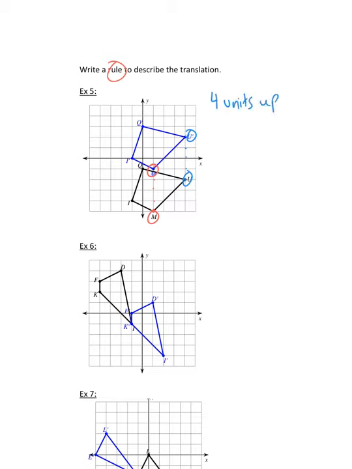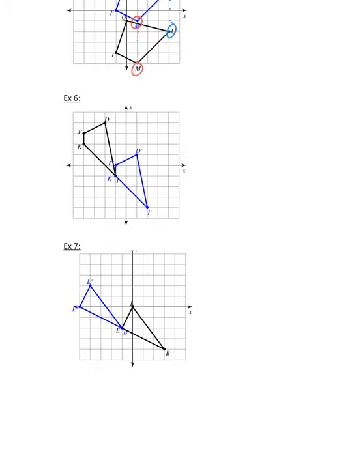Okay, in example 6, I'm going to count from D to D prime. So from D to D prime, I go 1, 2, 3 to the right, 1, 2, 3 down. So 3 right and 3 down. And I could just double check with K. K to K prime, 1, 2, 3 to the right, 1, 2, 3 down. And example 7, I'm going to count from L to L prime. So I'm going 1, 2, 3, 4 to the left, 1, 2 up. 4 left, 2 up. That's it. Super simple. All right.